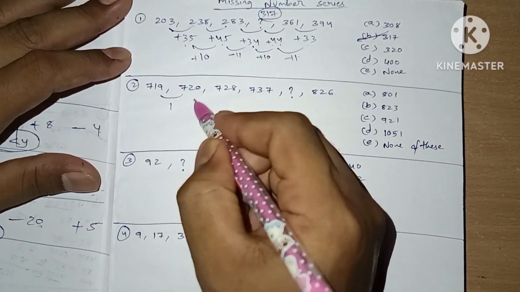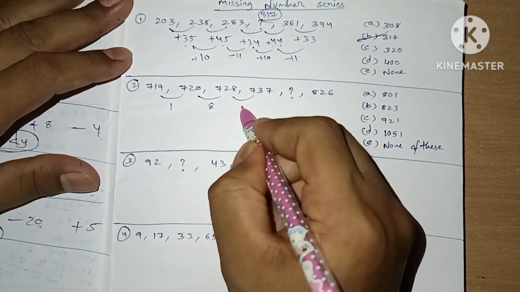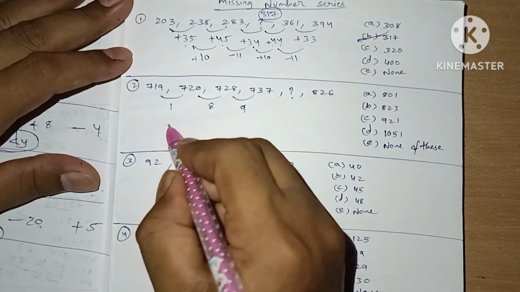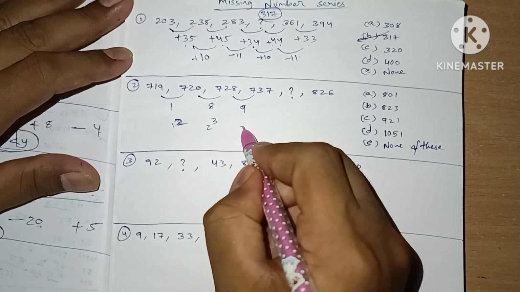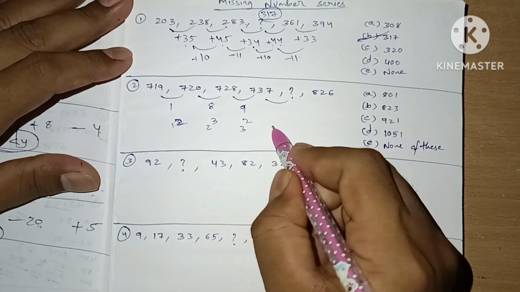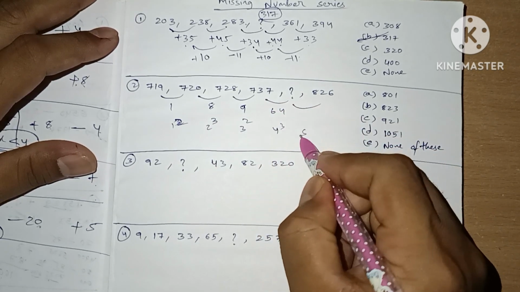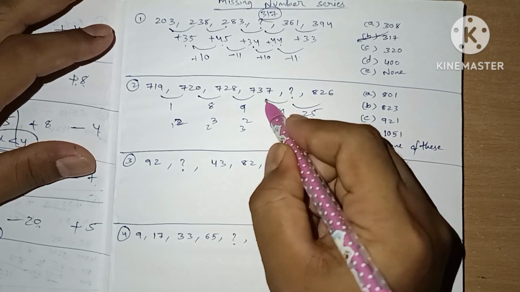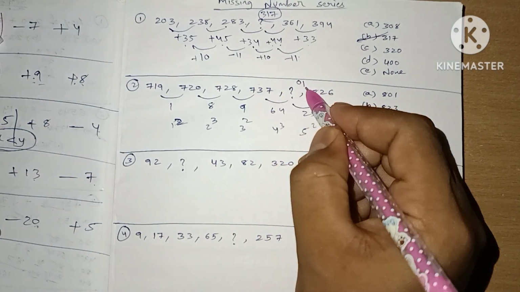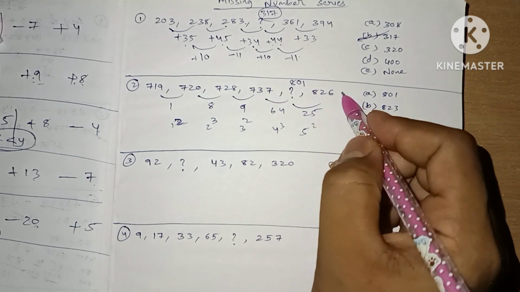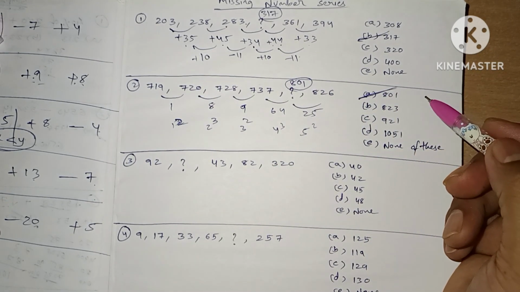Next, here we see a difference of 1, here we see a difference of 8, here we see a difference of 9. So it is 1 cube, 2 square, 2 cube, this is 1 square, this is 3 square, so it must be 4 cube, which is 64. The next one must be 5 square, which is 25. So 737 plus 64 means 801, plus 25 is 826. So answer is 801. Option A is our answer.